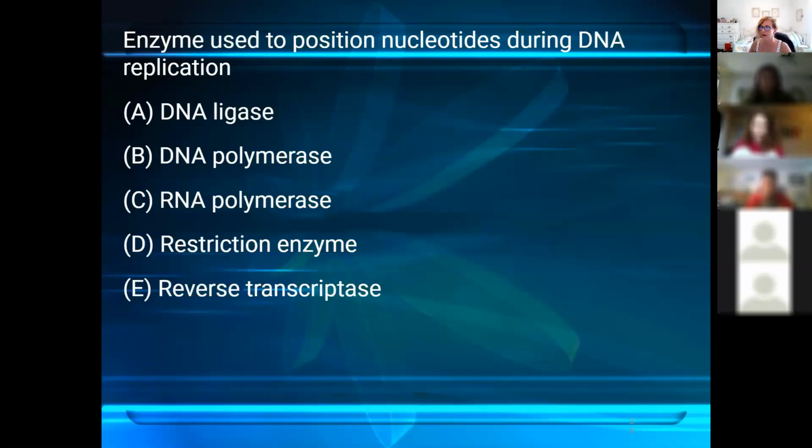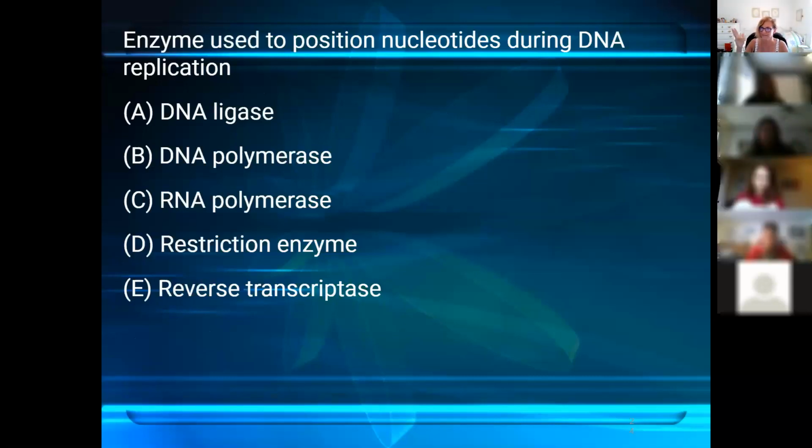Okay, another pre-test question you had. Enzyme used to position nucleotides during DNA replication. Which one is it? Which one's going to add the new nucleotides? Would that be B? Yes. So we know it's a polymerase. So right away, I'm limited to choices B and C. The first part tells me what kind of nucleotides it's adding. We use RNA polymerase during transcription, this week's reading. DNA polymerase for replicating DNA.